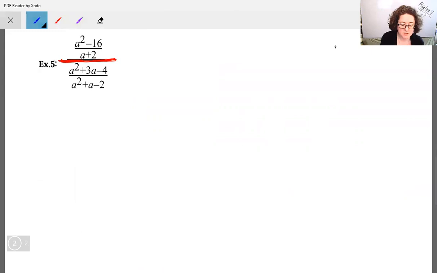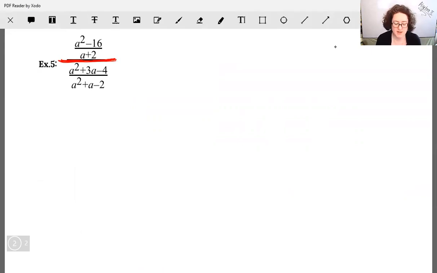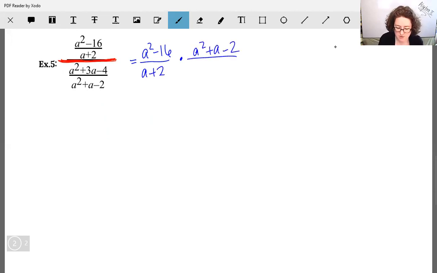So the first thing I'm going to do again is just rewrite this as a multiplication problem, which means I'm going to really want to multiply by the reciprocal of that second fraction. So this is (a squared minus 16) over (a plus 2) times the reciprocal, (a squared plus a minus 2) over (a squared plus 3a minus 4). Again, I would always suggest write it out first, then start factoring, because now our factors actually aren't that bad.